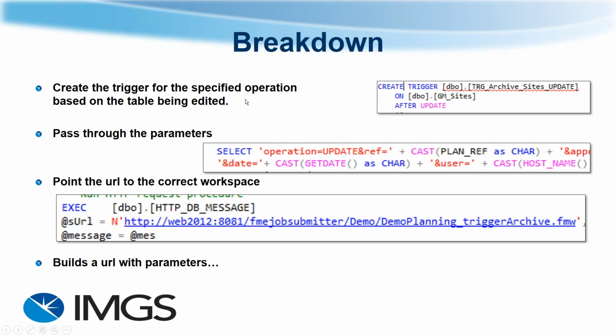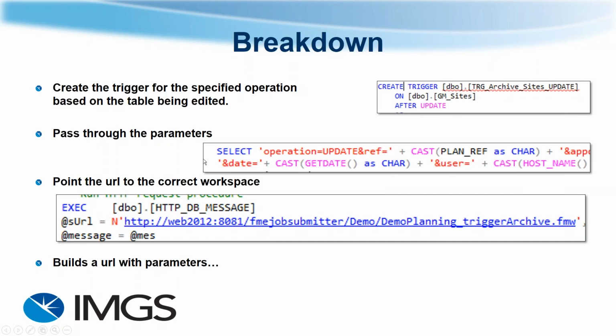Right, so the breakdown. So create the trigger for the specified operation, again, whether it's insert, update, or delete, based on the table that is going to be edited. So here you see we have create trigger. This here is the name of my trigger. And then here we have on the sites table. And this particular trigger is an update.